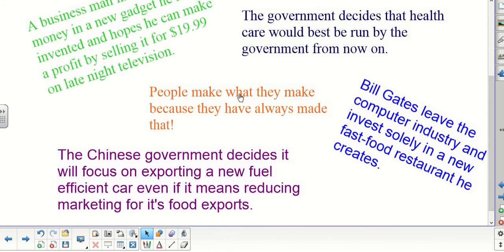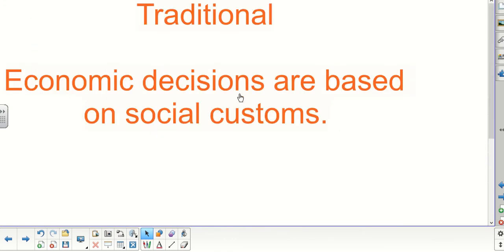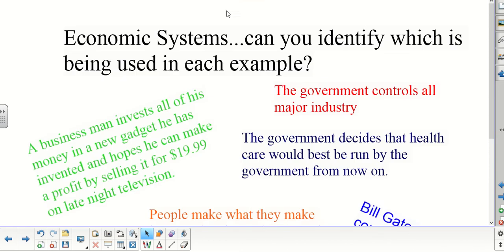People make what they make because they've always made that. But ladies and gentlemen, that is traditional. Those are just a few examples of our economic systems in action.